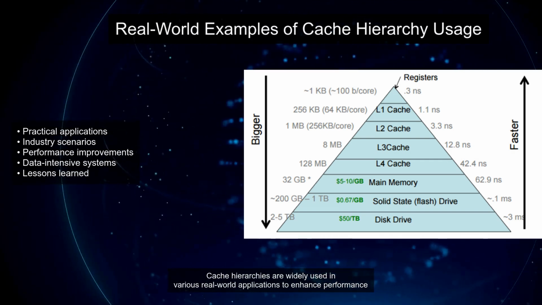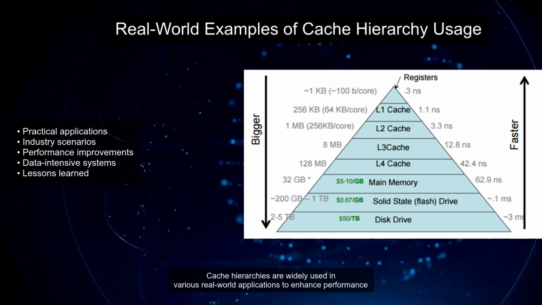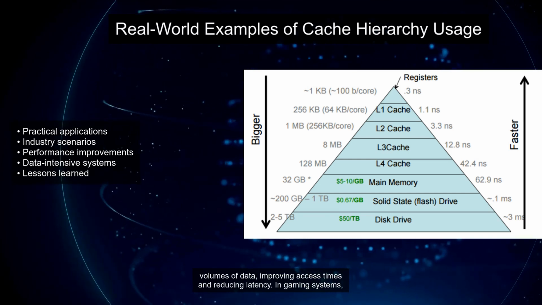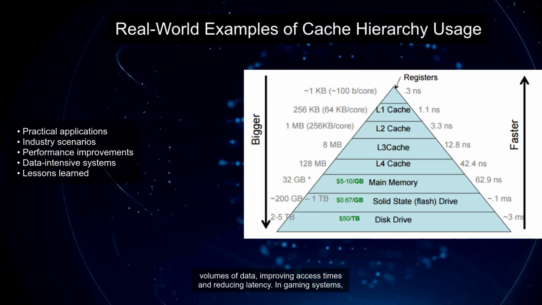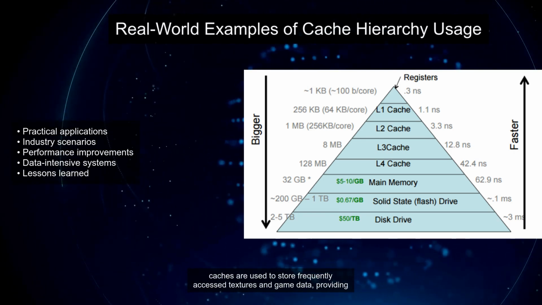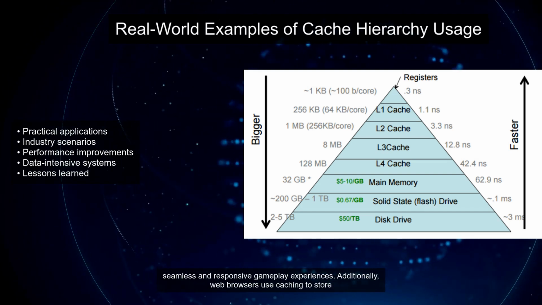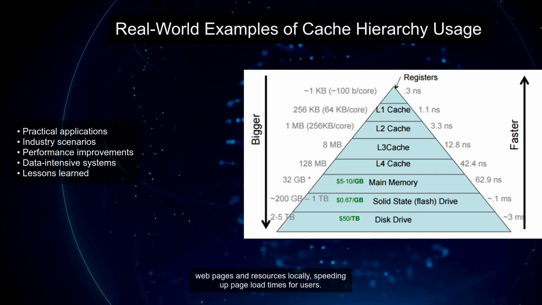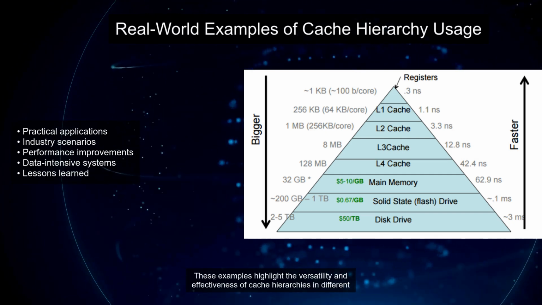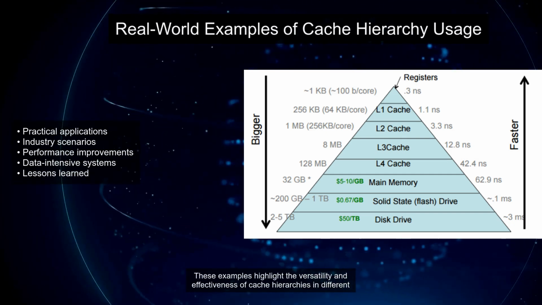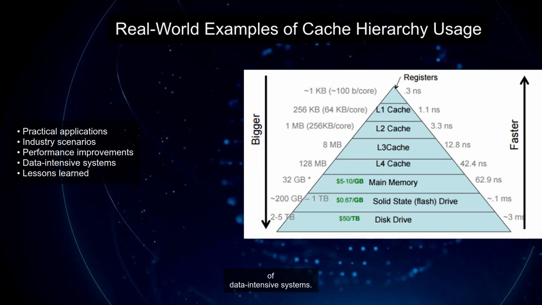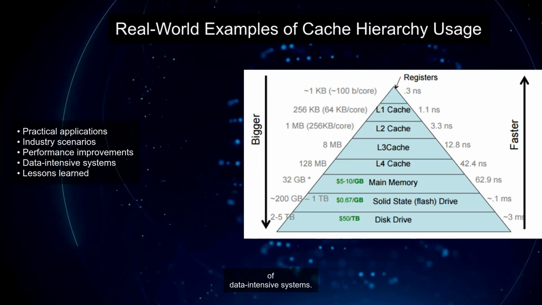Cache hierarchies are widely used in various real-world applications to enhance performance and efficiency. In data centers, multi-level caches are implemented to manage large volumes of data, improving access times and reducing latency. In gaming systems, caches are used to store frequently accessed textures and game data, providing seamless and responsive gameplay experiences. Additionally, web browsers use caching to store web pages and resources locally, speeding up page load times for users. These examples highlight the versatility and effectiveness of cache hierarchies in different industries, demonstrating their critical role in optimizing performance and meeting the demands of data-intensive systems.